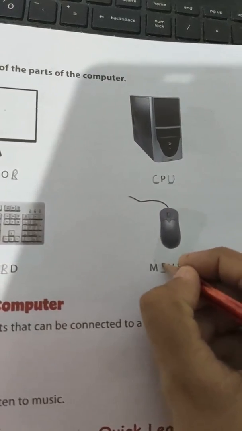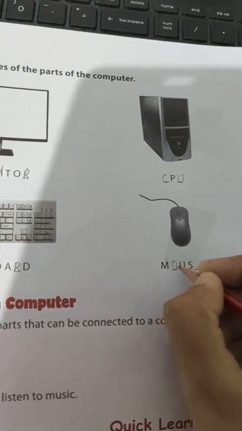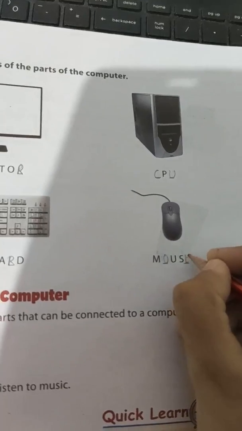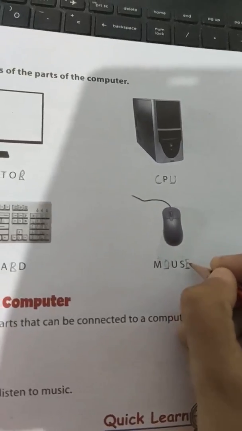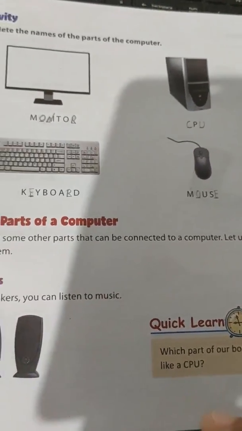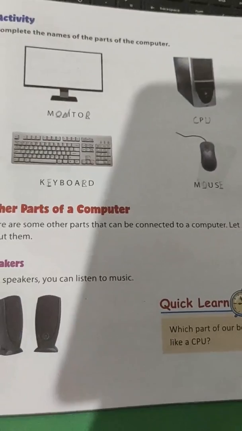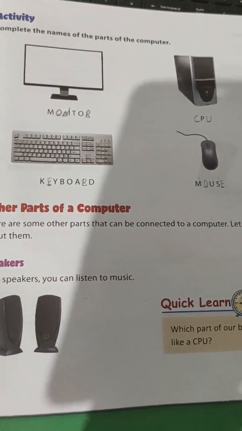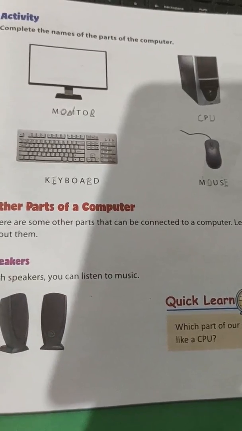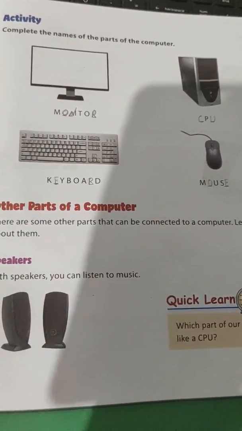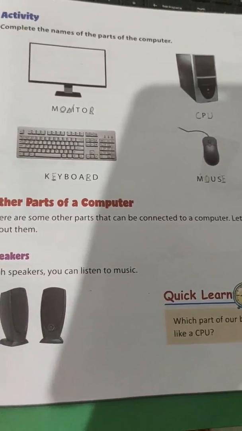It is a pointing device and its name is mouse. M-O-U-S-E, mouse. Learn by writing, okay? And you need to practice these spellings. You need to learn these spellings carefully. So hopefully you all will do this book exercise in your books, page number 11, carefully. Now let us start further class.